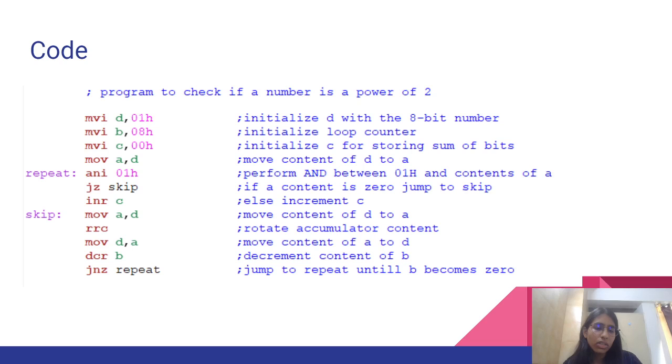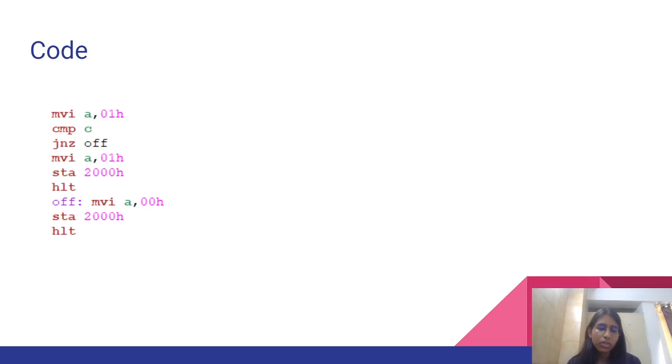Now as discussed earlier, if it is 0, then we'll skip to the next step. If it is not 0, then we'll increment the sum counter. Now we'll move the content of D to A, then rotate the content and again update the D value, and then decrement the loop counter, and we will keep on repeating this process 8 times.